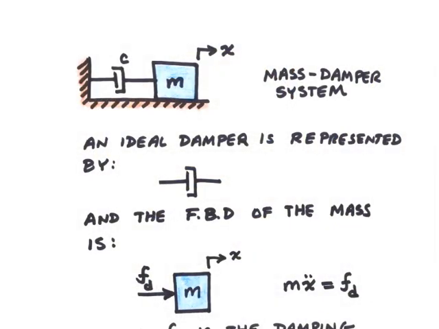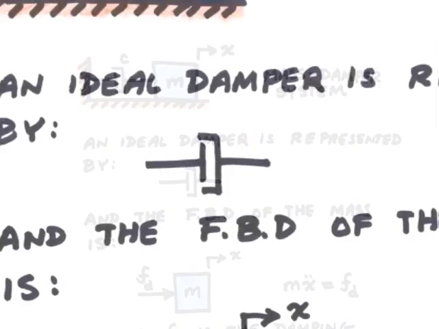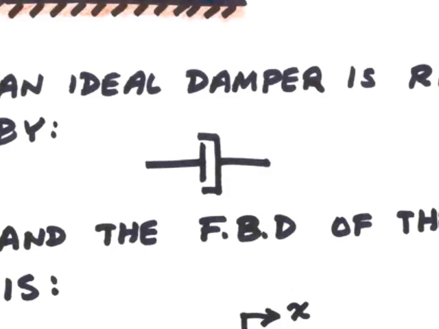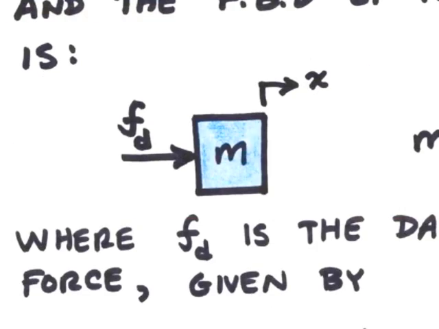We'll start our analysis of damping elements by looking at a mass damper system. The first thing I'd like to point out is that an ideal damper is represented by the following symbol. So now let's look at a free body diagram of our mass damper system.